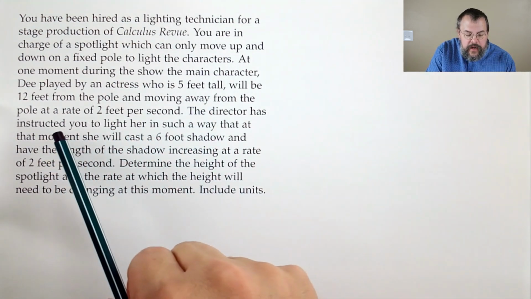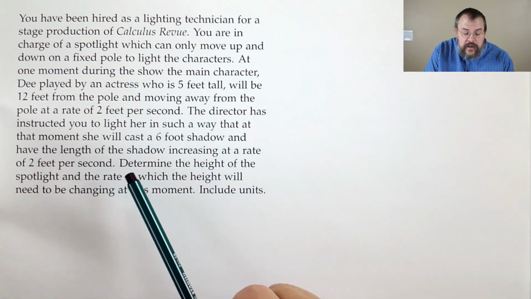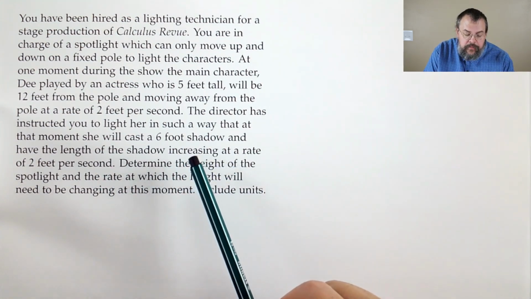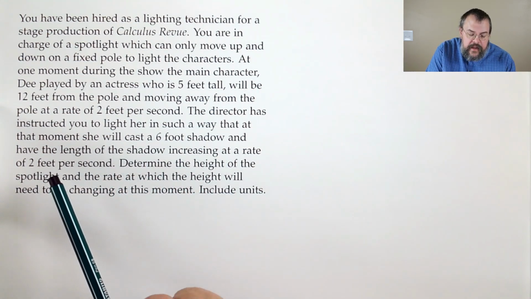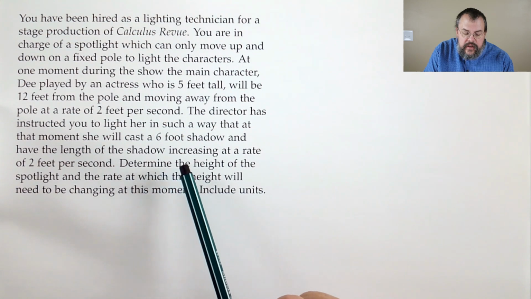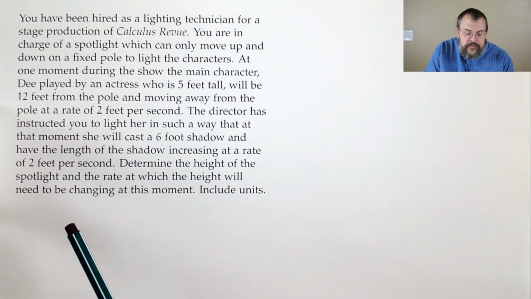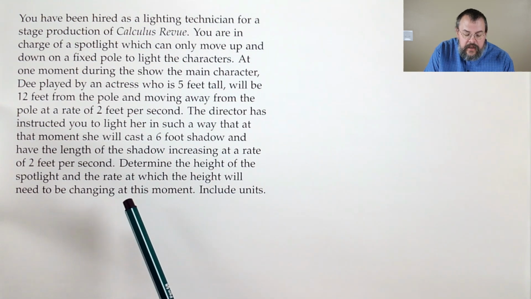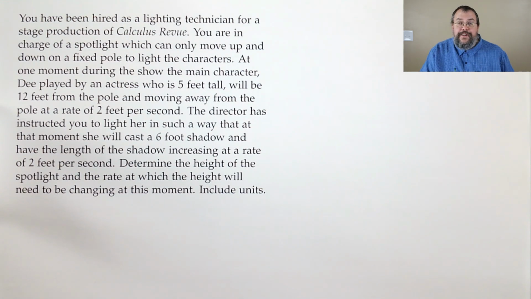She will be moving away from the pole at a rate of 2 feet per second. The director has instructed you to light her in such a way that at that moment she will cast a 6-foot shadow and have the length of the shadow increasing at a rate of 2 feet per second. Determine the height of the spotlight and the rate at which the height will need to be changing at this moment. Include units. Wow, okay.